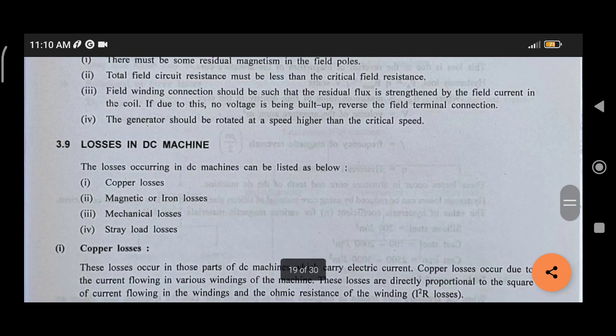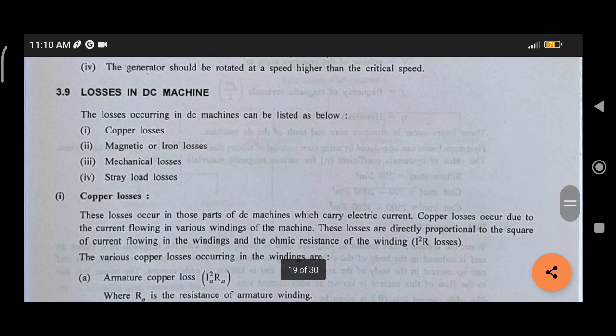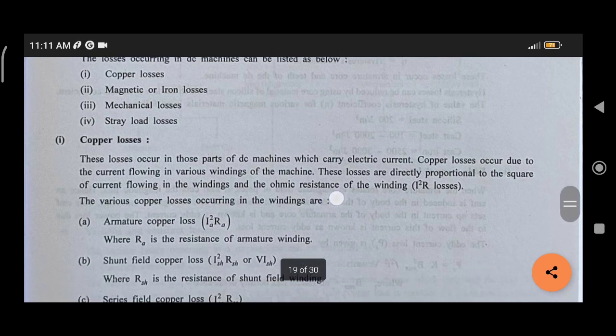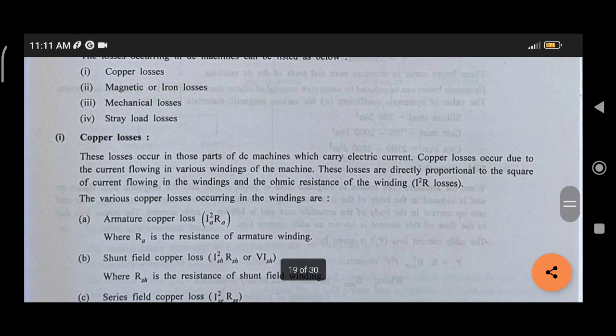Now moving towards the losses in the DC machine. What kind of losses occur in a DC machine? There are four types of losses. First is copper losses, second is magnetic or iron losses, third is mechanical losses, and the last one is stray load losses. We all know that whenever current flows through a conductor, it generates heat.